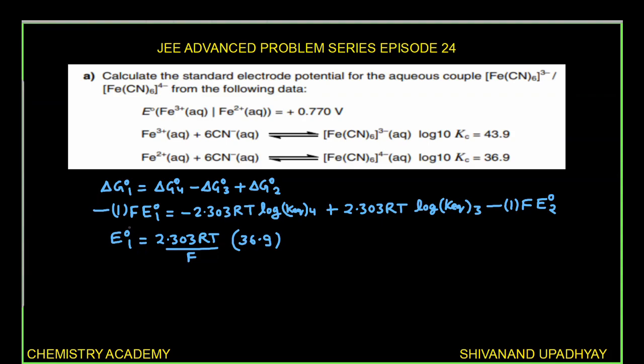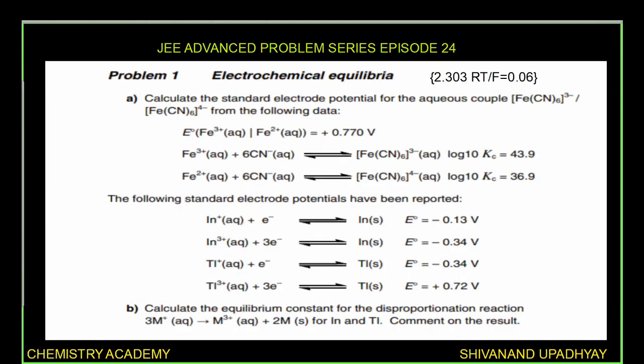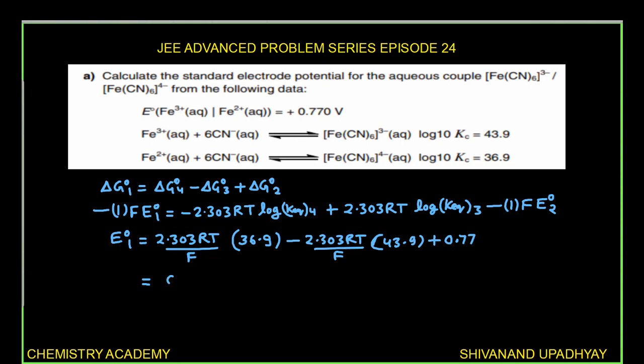Here also, when I take this minus sign, it will become minus 2.303 RT divided by Faraday constant log of the equilibrium constant 3 value, which is 43.9. This minus and minus will become plus. Faraday will cancel out. The E02 value is already given, that is 0.77 volt. So I put the value of 2.303 RT upon F, which is given as 0.06. I can take 0.06 common here and here. So it will be 36.9 minus 43.9 plus 0.77 volt.